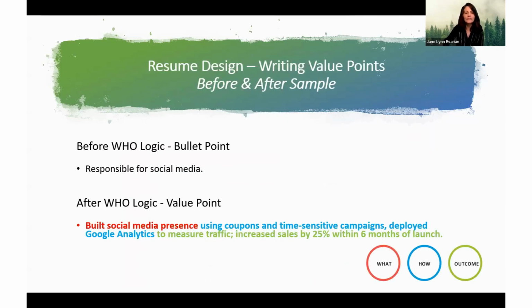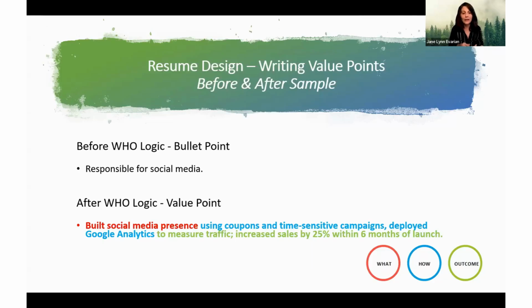So here are a couple of examples of before and after using WhoLogic. The first bullet point that you see comes from someone who's just writing about an experience they had. The task was that they were responsible for social media. All right, that's a stuck in the what bullet point. I don't see the value. There's no how articulated or outcome.